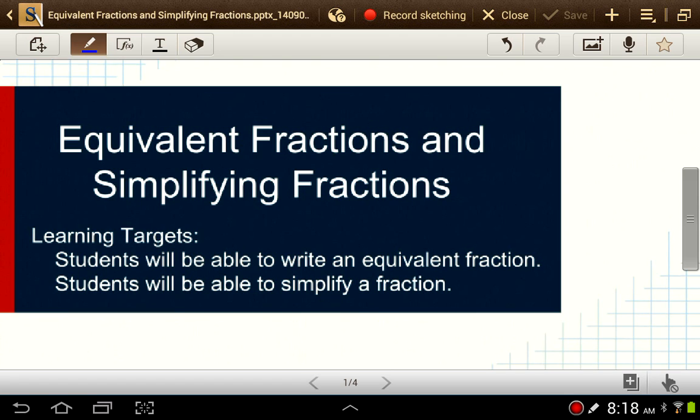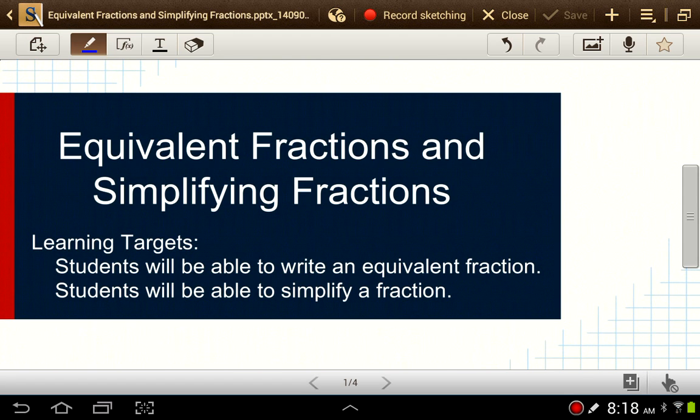So in your interactive notebook, you need to make sure you write down the title, Equivalent Fractions and Simplifying Fractions, in the top part of your interactive notebook. You also need to write down the learning targets, which are right here. You need to write down the learning targets every day.